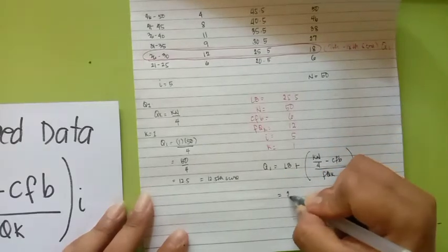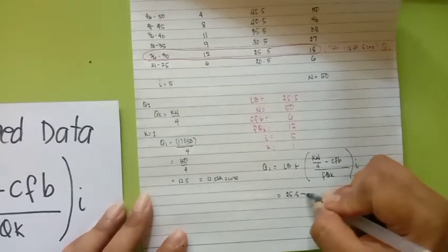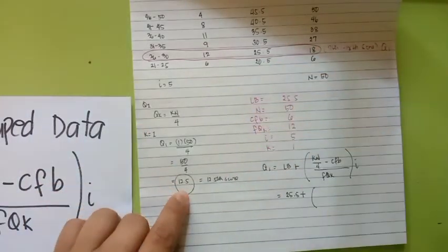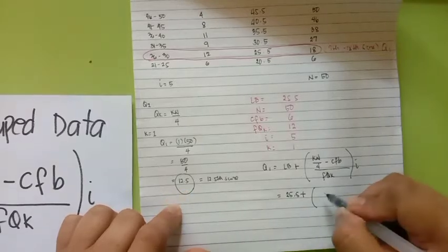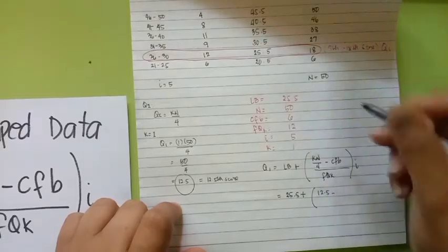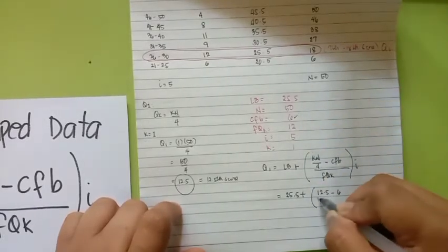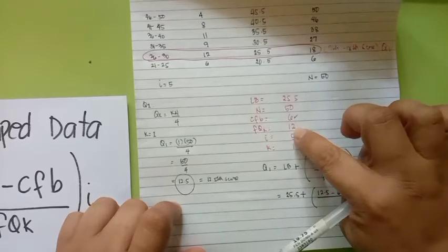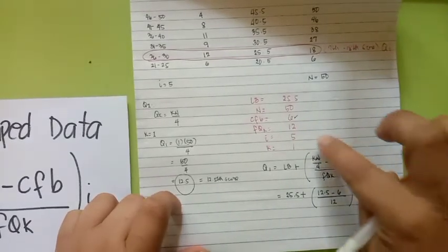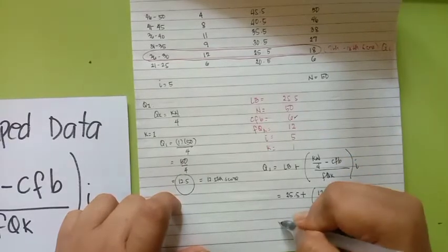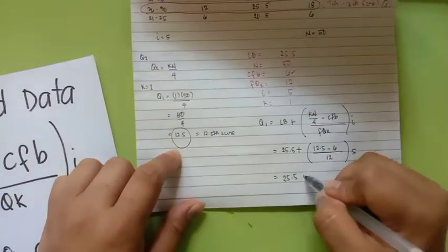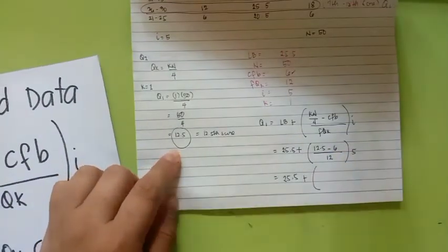So, ano yung lower boundary natin? The lower boundary is 25.5 plus yung Kn over 4, ito yon yung na-solve natin kanina na 12.5, minus yung CFB, this is the CFB 6, over FQK, yung the actual frequency, so that is 12, times I is equal to 5. Then, 25.5 plus 12.5 minus 6 over 12.